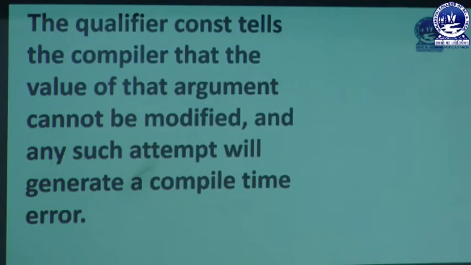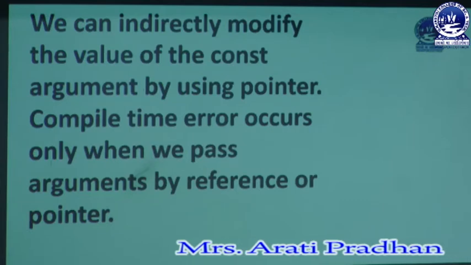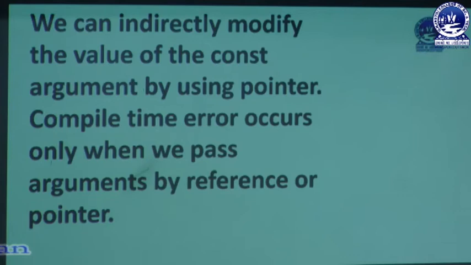Here I want to explain the same thing once again: the qualifier const tells the compiler that the value of the argument cannot be modified, and if you attempt to modify it, then a compile time error will be generated. We can indirectly modify the value of a constant argument by using a pointer. We know the powerful feature of pointer. By using a pointer you can modify the constant argument value. Compile time error occurs only when we pass arguments by reference or pointer.